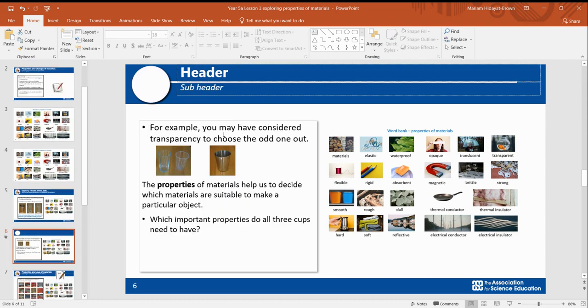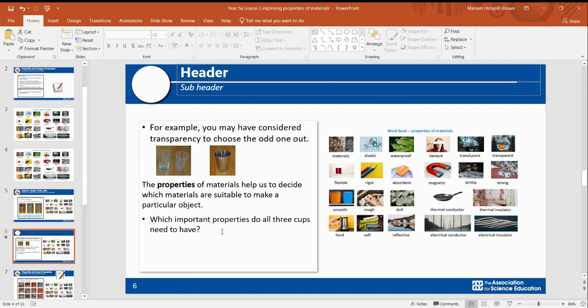So you could have, as I suggested, considered transparency to choose the odd one out. For these ones, the glass and the plastic, they are quite transparent, aren't they? But the metal one would be opaque. So perhaps that might have been the odd one out for you. The properties of materials help us to decide which materials are suitable to make a particular object.